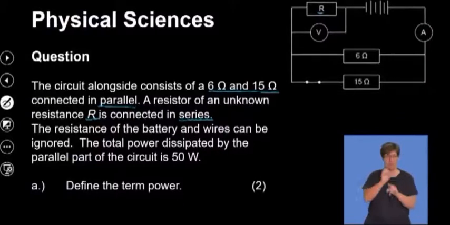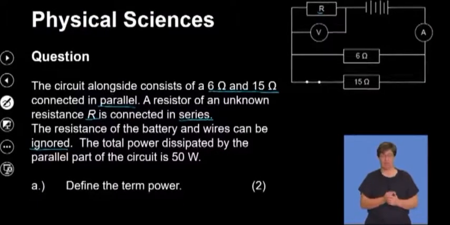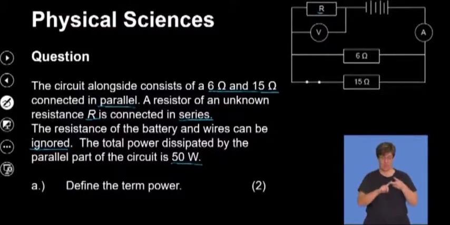What does this tell us? It tells us that the battery and the conducting wires have negligible resistance, okay? The total power dissipated by the parallel part of the circuit is 50 watts. So the power for both resistors combined, which is the 6 ohm and the 15 ohm, is actually 50 watts. Now the first question says, define the term power.